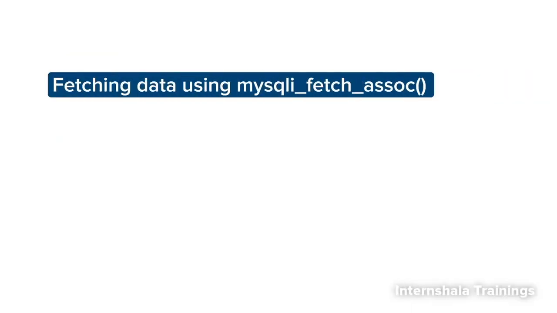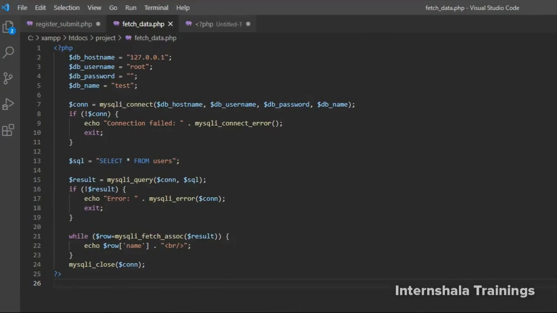As we have inserted the data into the table, it's now time to see how we can fetch data from a database using the MySQLi fetch assoc function. To do the same, we have the fetch_data PHP file. If we look at the code, most of the code is same as that of the register_submit.php file. First, we are defining the variables along with their values. Then we are using the MySQLi connect function to establish the connection.